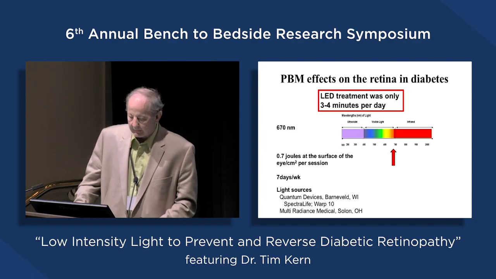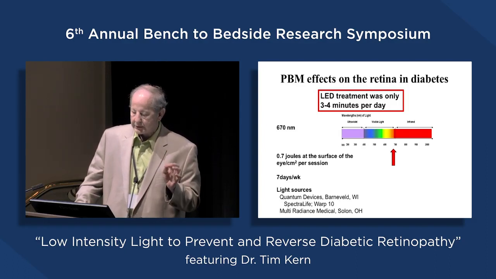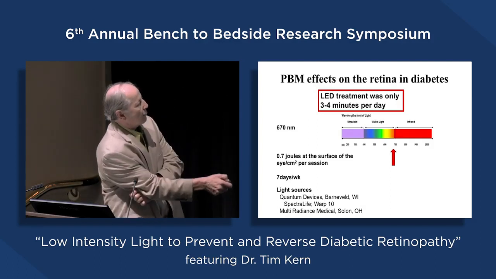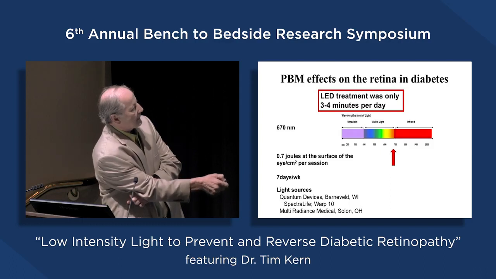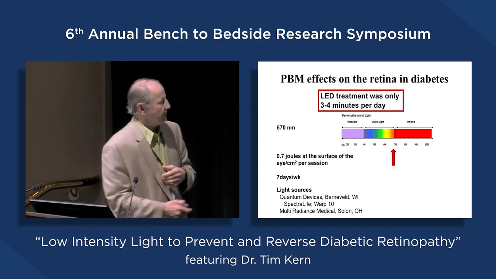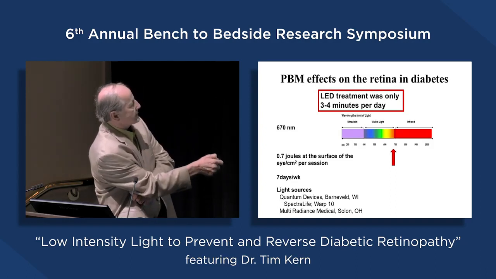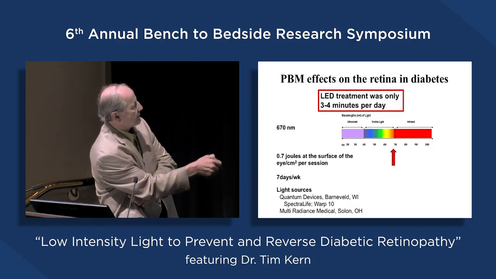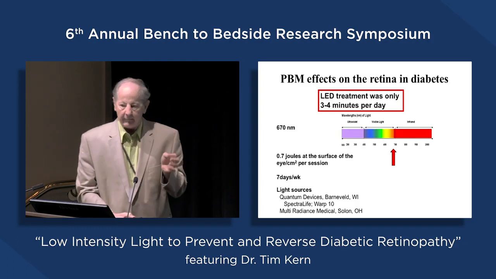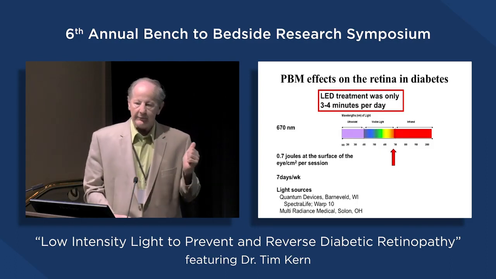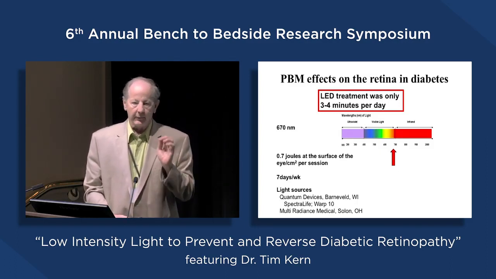So again, I'm going to talk about the effects of photobiomodulation on the retina in diabetes. The wavelength I'm going to be talking about primarily is 670 or 660, so it is visible, but near infrared. It's low intensity, less than a joule at the surface of the eye. We administer it every day, but only for 3 to 4 minutes per day. So any of the effects I'm showing you are only from 3 to 4 minutes per day.